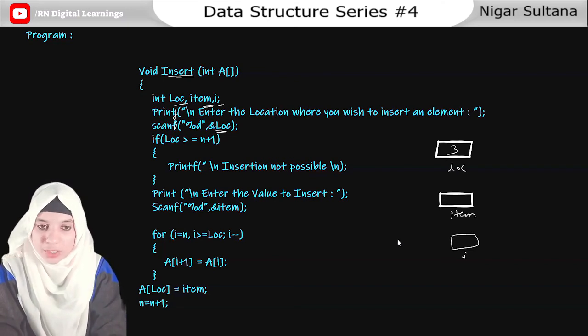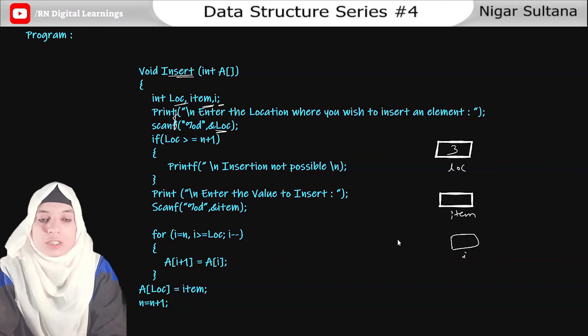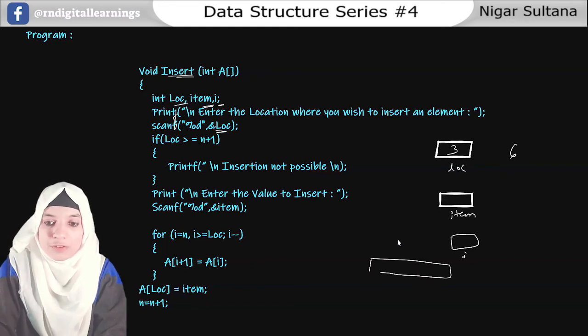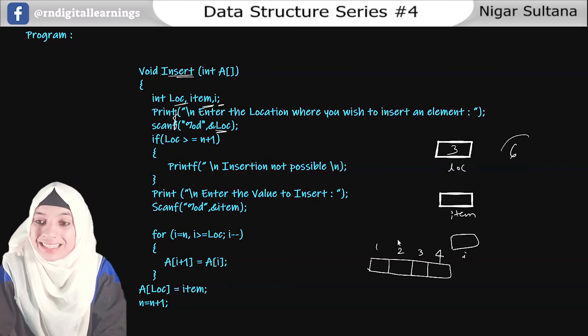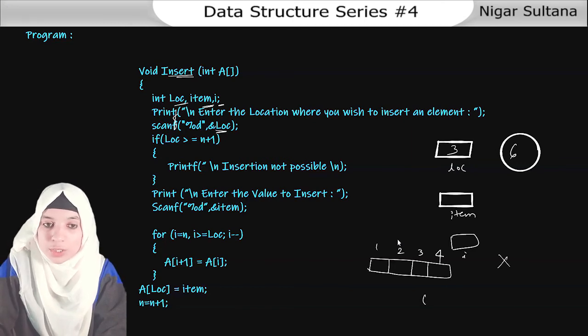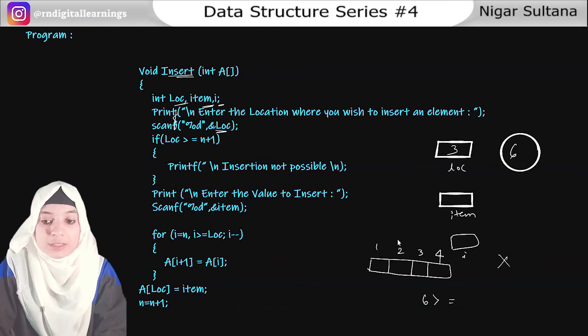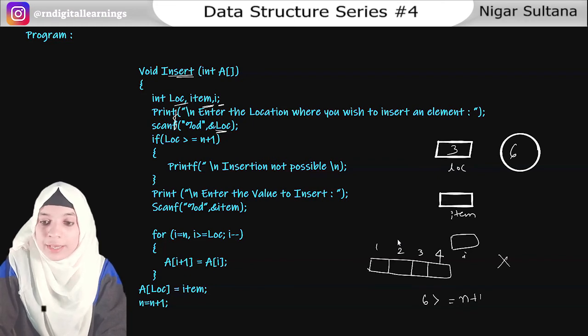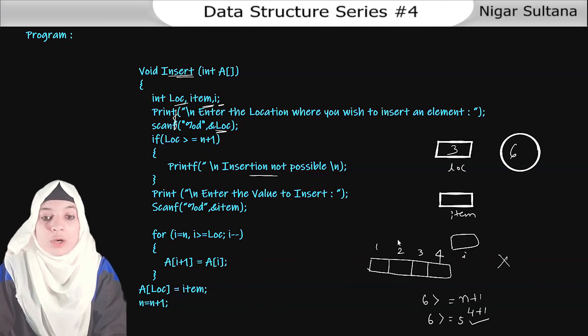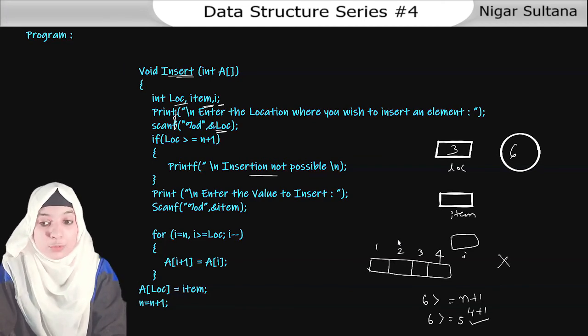Now, first I must check whether it is possible to insert or not. Suppose I have given the location value 6, and the size of the array is 4: 1, 2, 3 and 4. Can I insert at the 6th position? It is not possible, right? So first we need to check whether the location is greater than or equal to n plus 1. What is n? N is 4, 4 plus 1. See here, 6 is greater than or equal to 5, so this is true. If this is true, I must execute this statement. So I cannot insert any element at position 6.